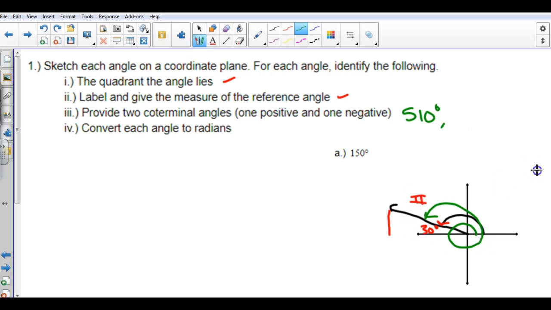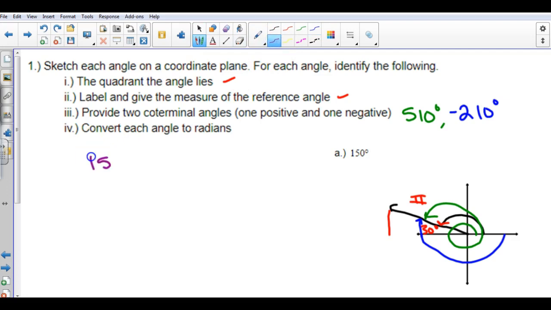And then your negative one, you just have to go around clockwise. If I were to go 180 degrees this way, that's going to make my half circle. I would need 30 more degrees to get there. So 180 plus that 30 is negative 210 degrees. Basically it. Lastly, the radian conversion.